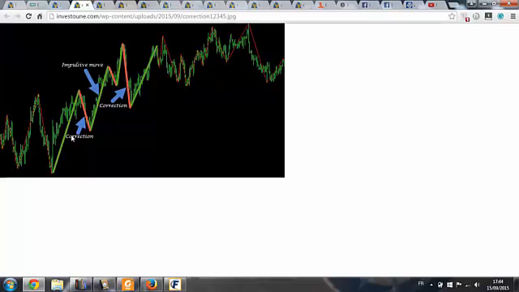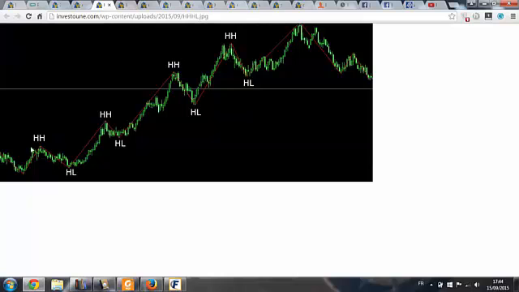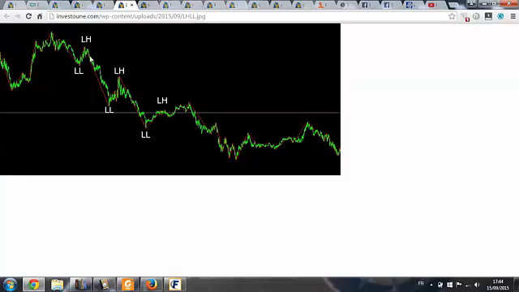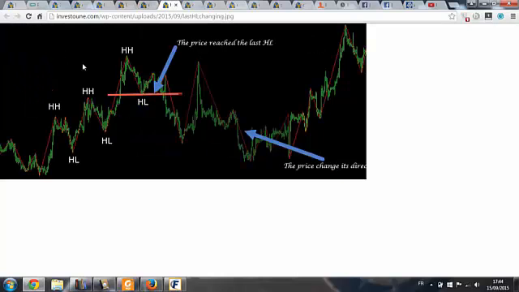So now you have defined the measured trend, and you know what an impulsive move and a correction are. You know how to define the higher higher and the higher lower, and you know how to define the lower lower and the lower higher. These are the tools you need to trade the market. For example, we have a higher higher, higher lower, higher higher, higher lower, and the next higher higher, higher lower. Here is where we are going to enter the market.